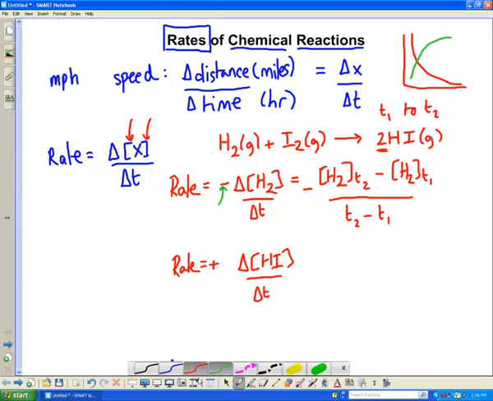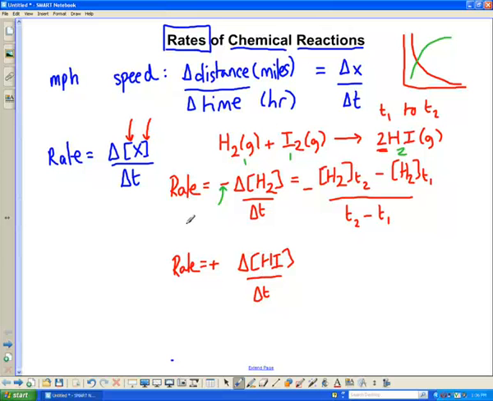Look at the molar ratio of my species here in the balanced equation. 1 to 1 to 2. What this means is, for every 1 mole of H2 that gets used up, 2 moles of HI form. In theory, that means this is forming twice as fast as this is being used up, which, if I was to figure out the rate of this compared to this, I'd then see that this is twice as big.